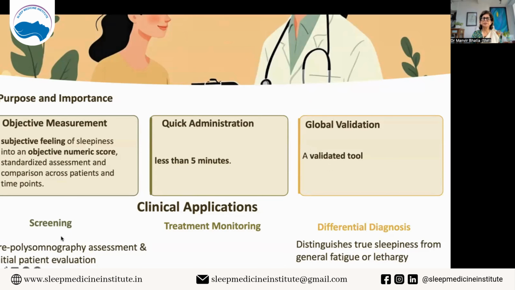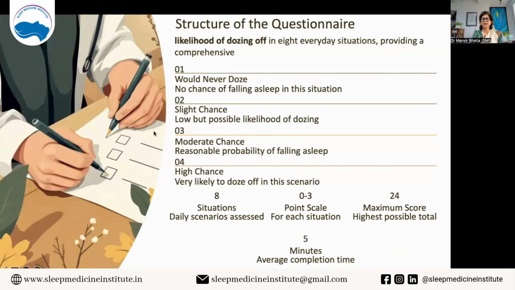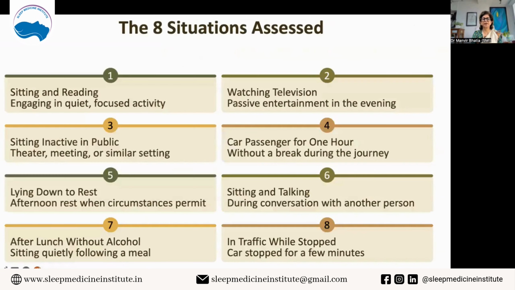So where can it be used? You can use it as a screening tool when you see a patient for the first time, and also before a PSG. It is a good tool to monitor treatment. And sometimes it's a good way to distinguish whether this is fatigue or sleepiness. So coming to the questionnaire itself, there are 8 questions, and each question is a situation, scored from 0 to 3. This is called a Likert scale, and you can administer it very fast.